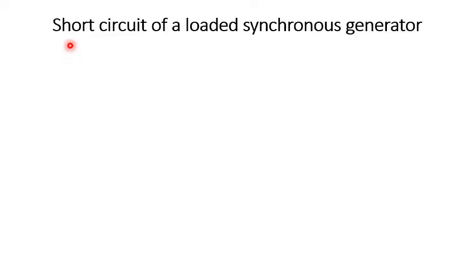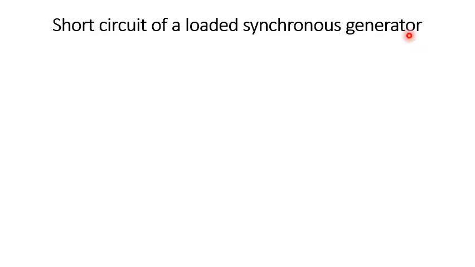Let's understand the next concept, short circuit of a loaded synchronous generator. In practice, before the short circuit, the generator would mostly be on load condition. So the determination of the short circuit currents when the machine is on load involves the determination of the internal voltages considering subtransient, transient and steady state reactances.